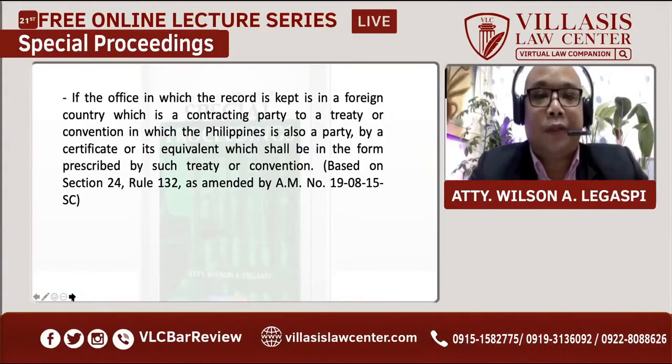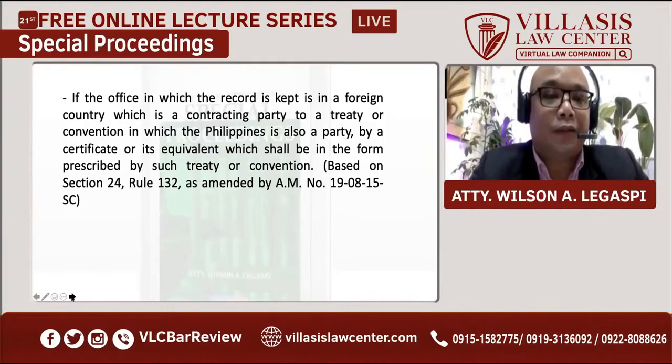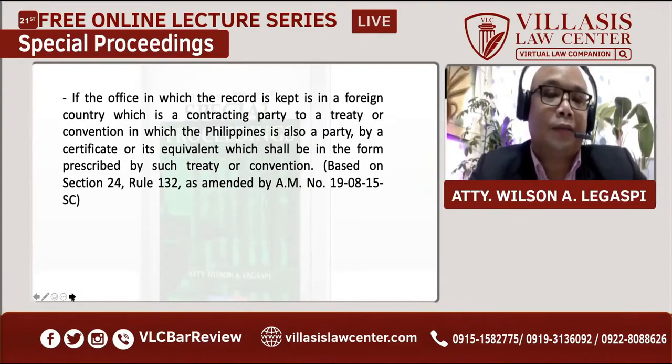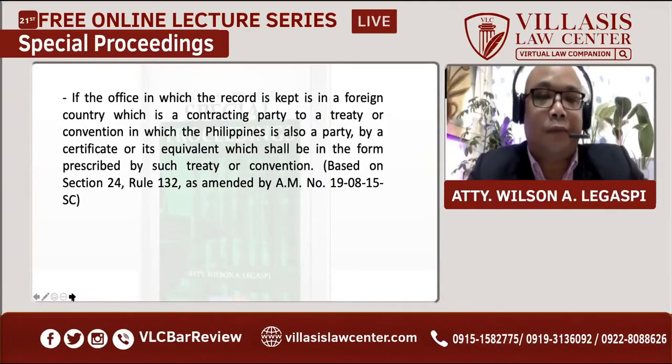If the office in which the record is kept is in a foreign country, which is a contracting party to a treaty or convention to which the Philippines is also a party, it can be proven by a certificate or its equivalent, which shall be in the form prescribed by such treaty or convention. This later amendment to our rules on evidence is made pursuant to our accession to the Apostille Convention, which took effect in the Philippines in May of 2019.